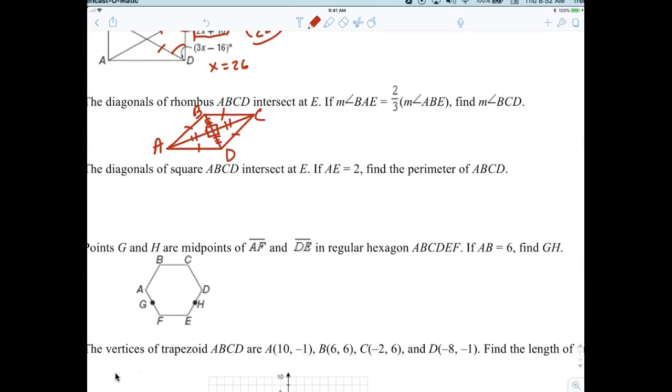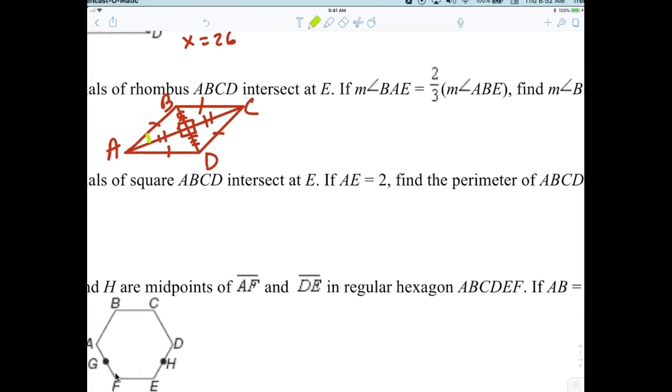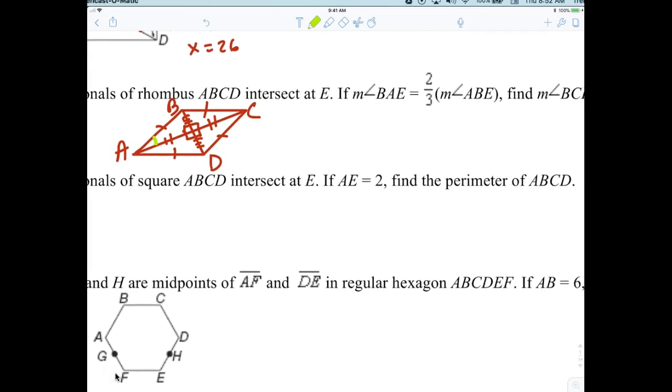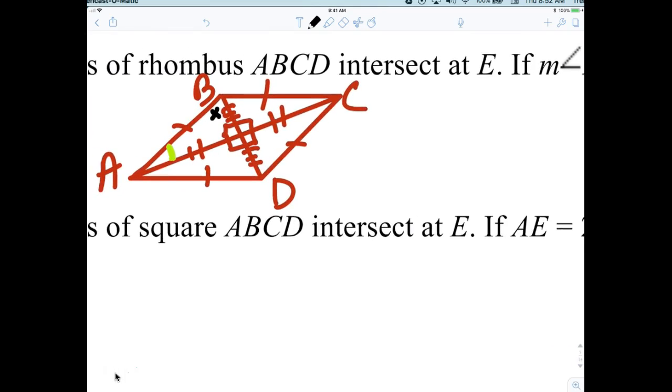All right, so now they're saying BAE. So where is angle BAE? So I'm looking at E is the middle. Thank you very much. So I think BAE is this guy right here, right? And then angle BAE is 2/3 of ABE. So if this is X, right here, then this guy down here is what? 2/3 X. That's what I'm thinking of. That's the only thing that comes to my mind right now.